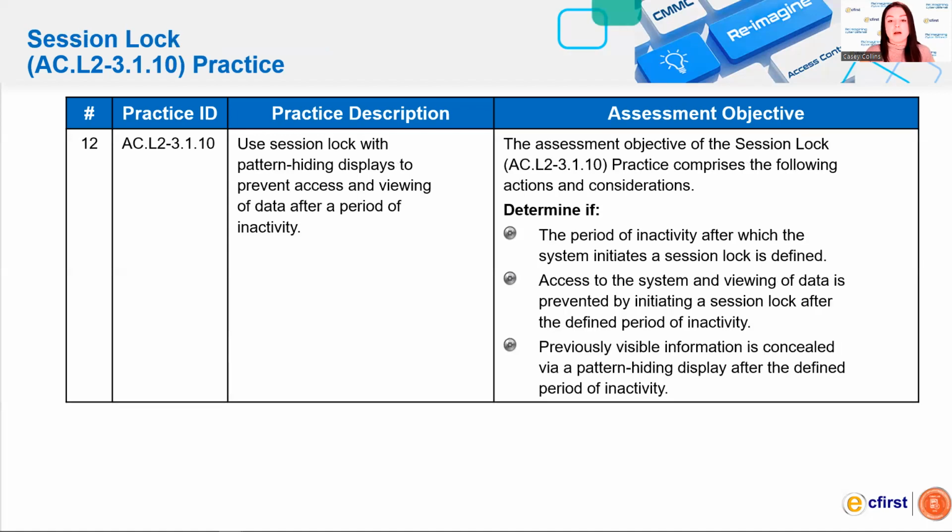Session lock. Use session lock with pattern hiding displays to prevent access and viewing of data after a period of inactivity. So the period of inactivity after which the system initiates a session lock is defined. Access to the system and viewing of data is prevented by initiating a session lock after the defined period of inactivity. And previously visible information is concealed via a pattern hiding display after the defined period of inactivity.